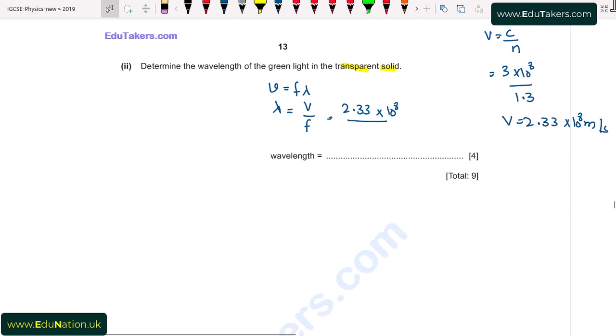F is equal to 5.7 into 10 to the power 14 Hz. And the final wavelength will be 4.0 into 10 to the power minus 7 meter. So this is the value of wavelength. I am going to write here that wavelength is equal to 4.0 into 10 to the power minus 7 meters, which is the wavelength of green light.